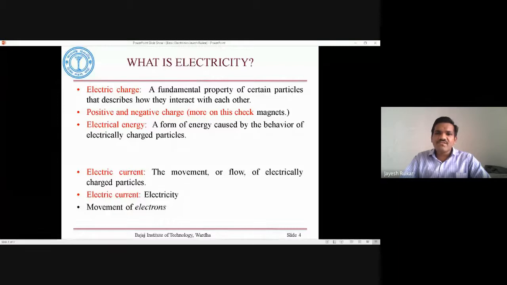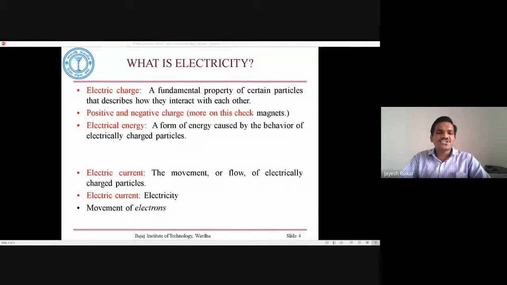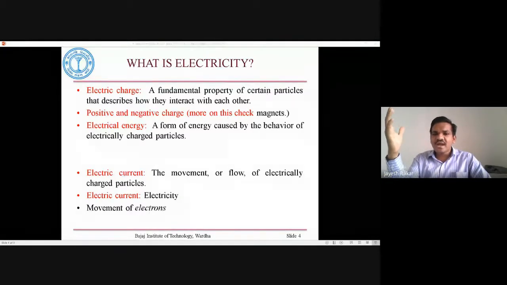A fundamental property of certain particles that describes how they interact with each other. Okay, so this is your electric charge. There are two types of electric charges: positive charge and negative charge. Okay, positive and negative.